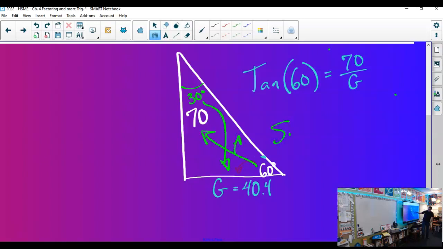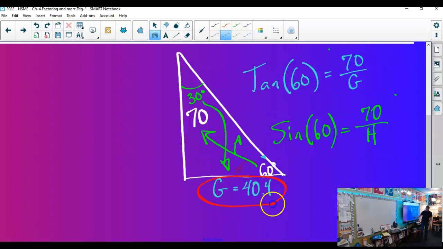So sine of 60, opposite over hypotenuse, swap them again. If what we said is true, then this should be about 80. Yeah? So what that means here is the relationship that you guys don't know yet is this: times radical 3.